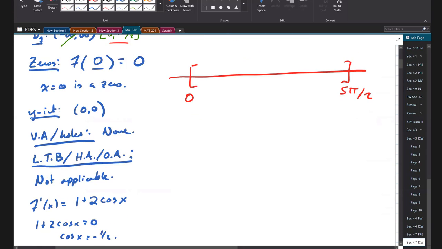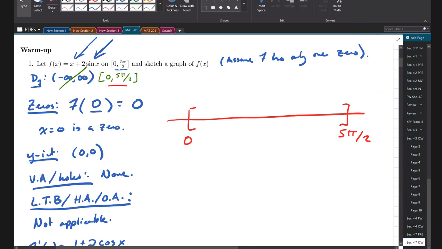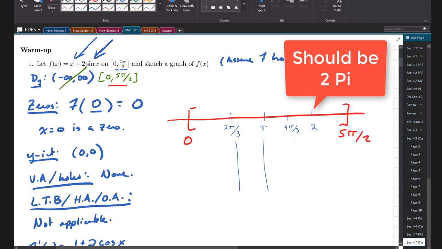Then we're going to put all of our critical numbers of the first and second derivative on here. So we've got this critical number at 2 pi over 3. And then we had another critical number at pi. And then we had a critical number at 4 pi over 3, and then we had another one at 2 pi. Whew, that is a big list of intervals to be checking.